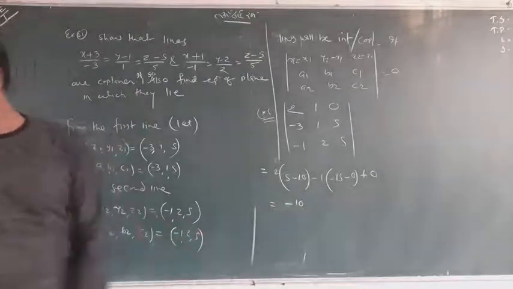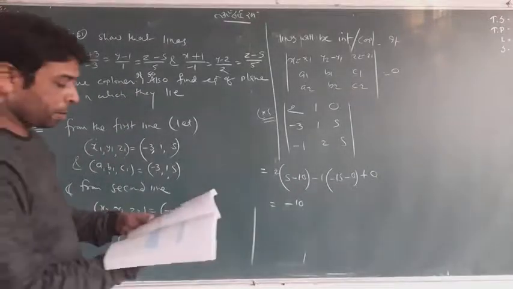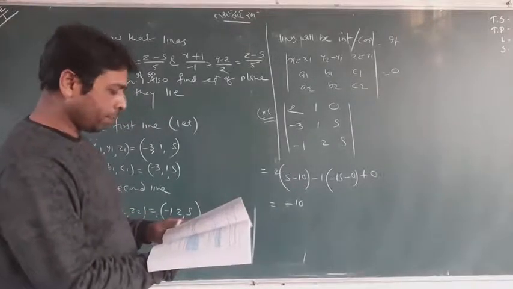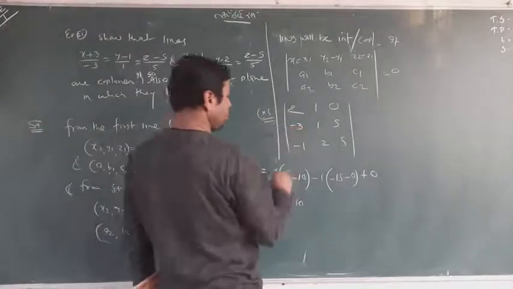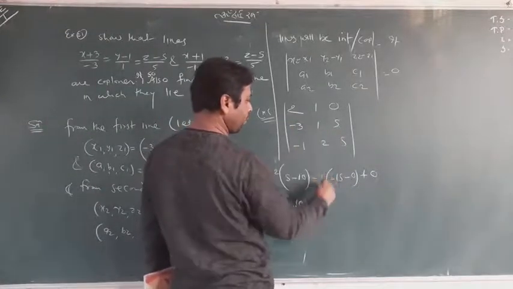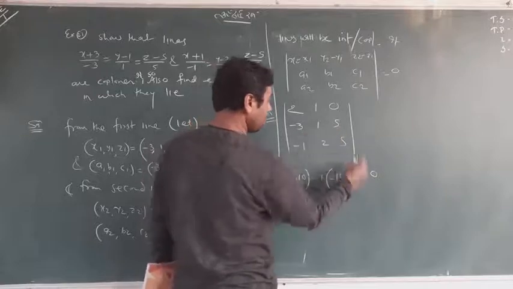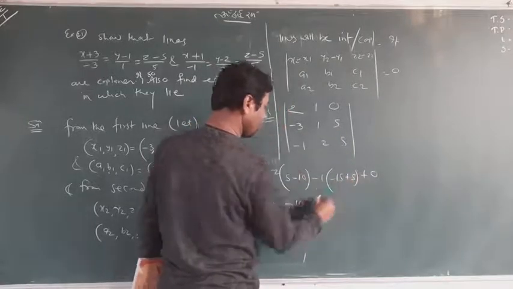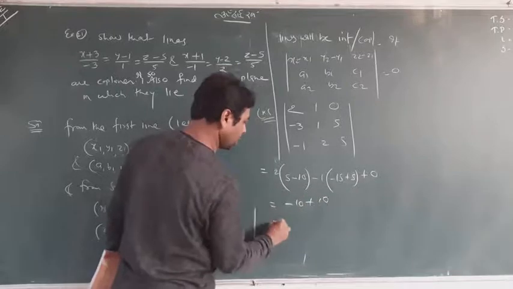The line was, let me check from the beginning. It's a 2, 1, 0, -3, 1, 5, -1, 2, 5. Okay, let me do it again. 2, 5 was a 5, 5 2 is a 10, -1, 5 3 is a 15, plus 5 it was, and this is gonna be plus 10, and this is also 0.